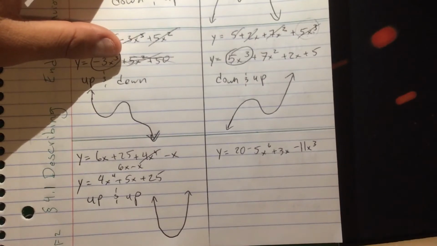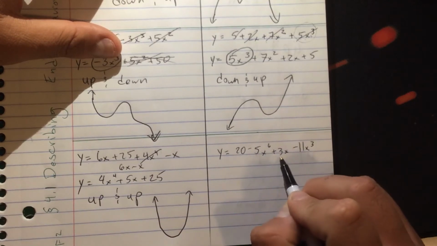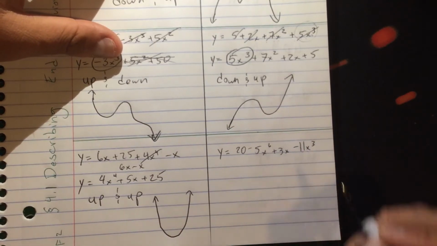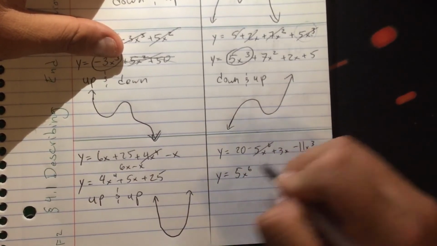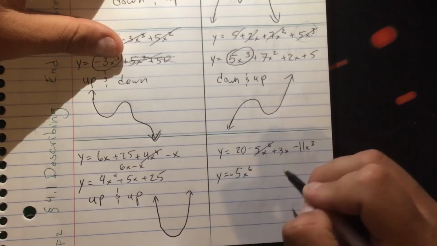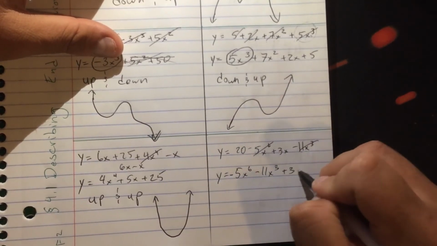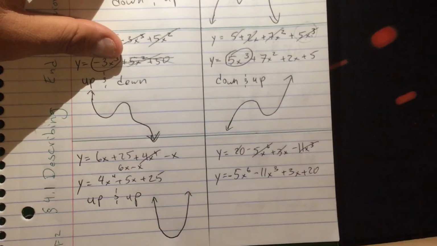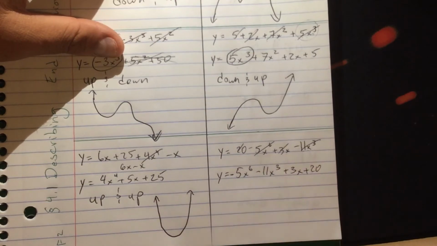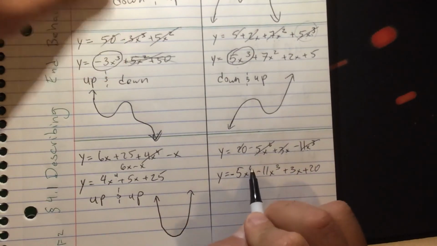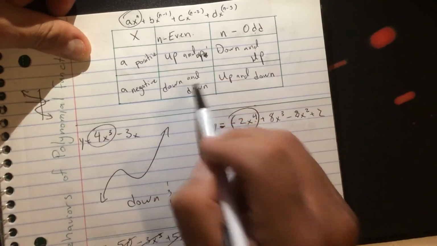All right, let's move on to the last one for this foldable, which is y is equal to 20 minus 5x to the 6th power plus 3x minus 11x cubed. So we're going to rewrite this here with 5x to the 6th power. Oh, negative, because the negative here follows the 5x. Negative 11x cubed would be the next one in line, plus 3x plus 20 would be our last two. So this is a sextic polynomial, but here we have a negative a and an even n. With a negative a and an even n, we have a down and down problem.